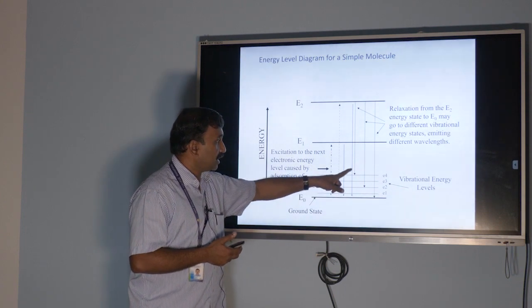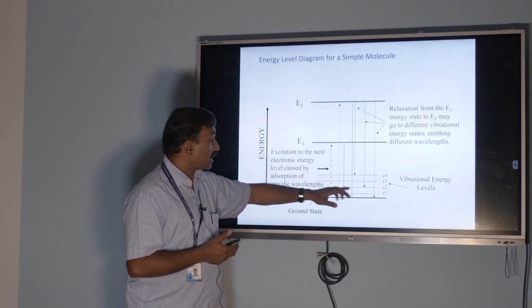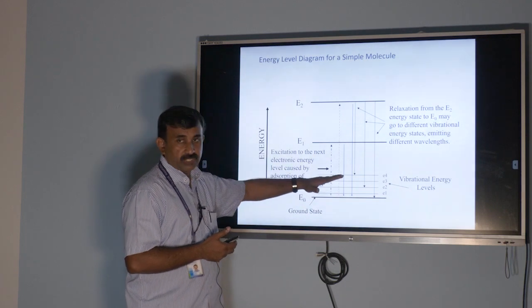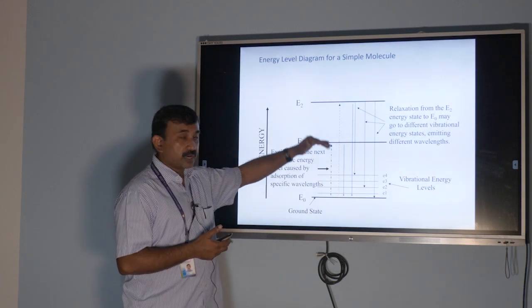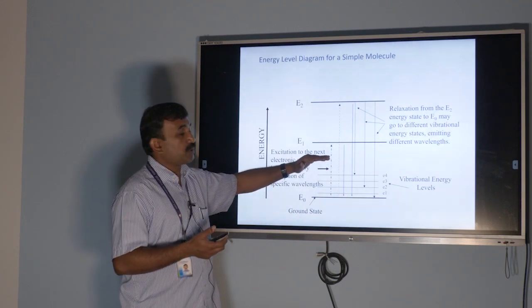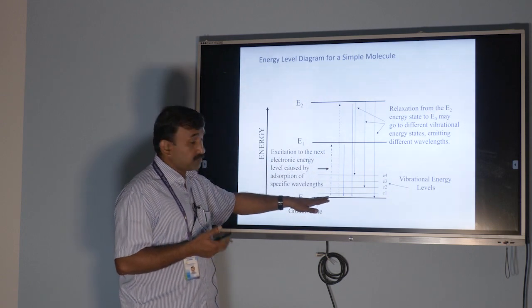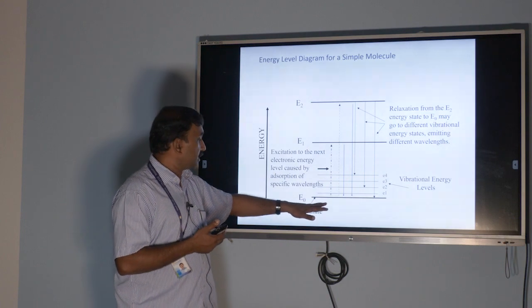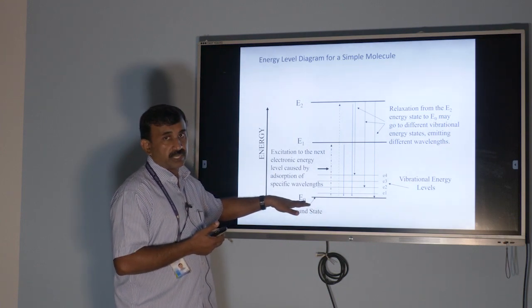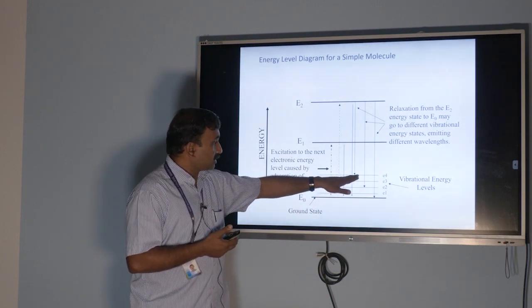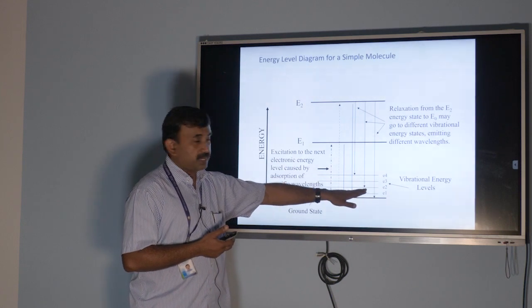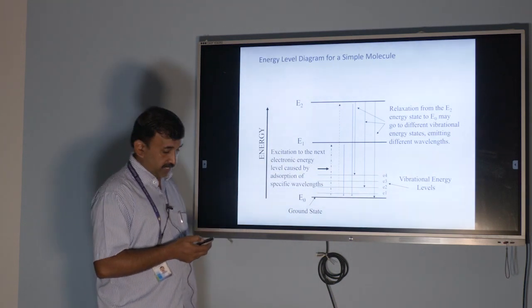All these vibrational energy levels are just above the ground state. So, when a molecule returns by losing some amount of energy, it is not necessary to reach the E0 state. It can reach somewhere here in the vibrational energy levels.